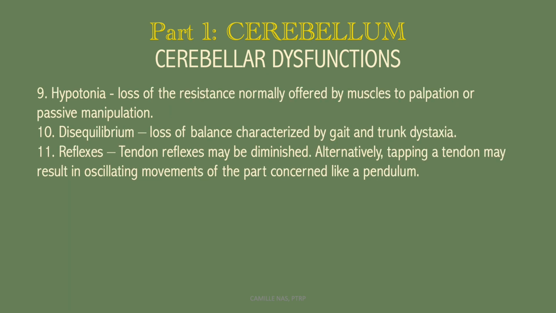Next, we have hypotonia, which is a decrease in muscle tone. So this is loss of the resistance normally offered by muscles to palpation or passive manipulation. And then we have disequilibrium, loss of balance characterized by gait and trunk dystaxia. And then the reflexes are also affected with your cerebellum. Tendon reflexes may be diminished. So this is specifically hyporeflexia, meaning diminished reflex. Alternatively, tapping a tendon may result in oscillating movements of the part concerned, like a pendulum.